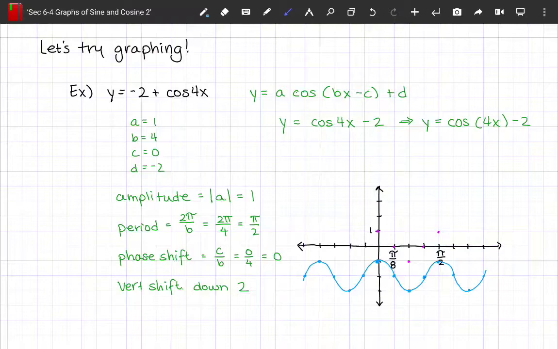Now, here's what I recommend with the graph. There's different strategies to doing it, but here's the way I like to do it personally. First of all, when I set up my axes, I usually count by ones unless I have some crazy amplitude. Like if a was 100, obviously I wouldn't be counting by ones then. But usually we can count by ones. But as far as on the x-axis, I use my period to help me with that. My period is pi over 2.